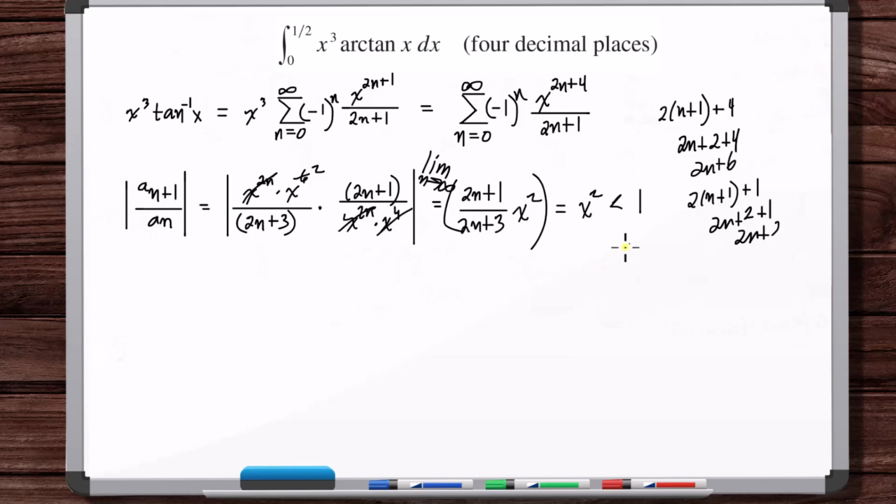This is a quadratic inequality. The radius of convergence is 1, so here r is 1. Now, can we work with this? Yeah. So anything from minus 1 to 1, where the limits of integration are between minus 1 and 1.